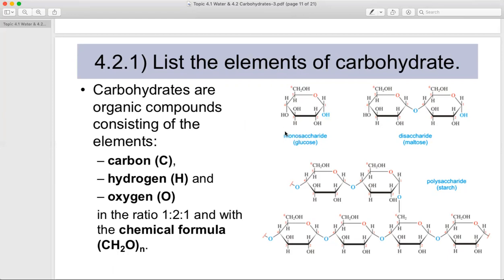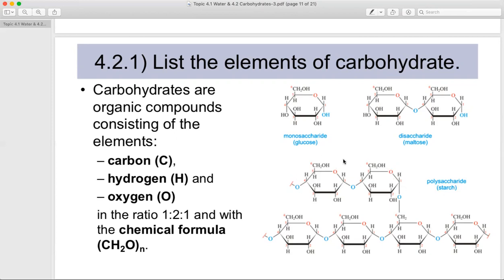Mono means one. Okay, contohnya adalah glucose. Di pula adalah dua. Di means two. Terdiri daripada dua monomer. Contohnya dekat sini adalah maltose. So maltose tu adalah gabungan dua molecules of glucose akan membentuk maltose. Manakala poly pula adalah many. Poly means many. Banyak molekul of monosaccharide akan membentuk polysaccharide. Contohnya adalah starch.